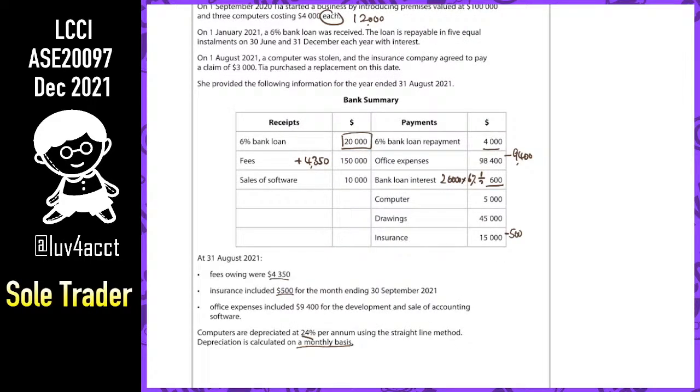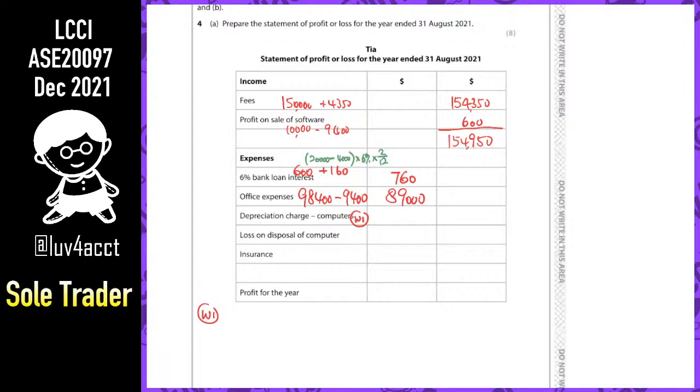We have 3 computers. 2 of them will be used from the start. Okay, and then 1 is stolen on the 1st of August. That is 1 month till the end. Okay, and we purchase another computer and use it for 1 month. Okay, so 2 computers. Okay, and then the stolen computer, and then the new computer.